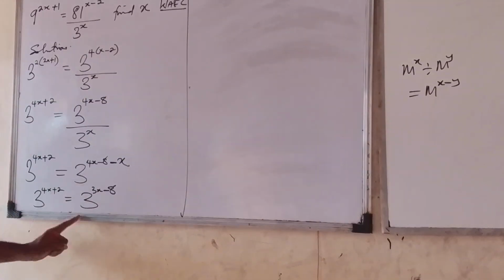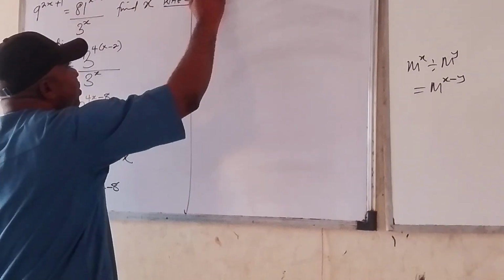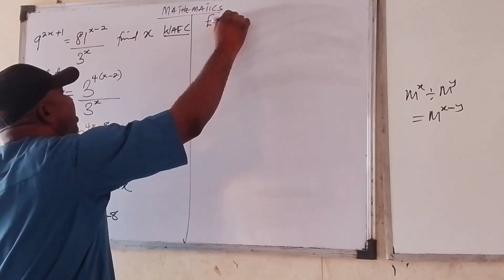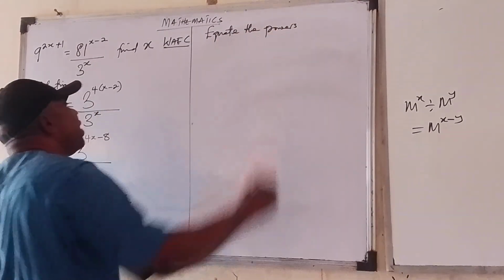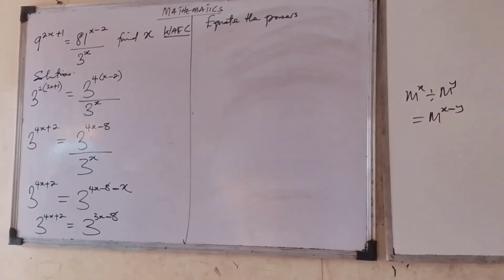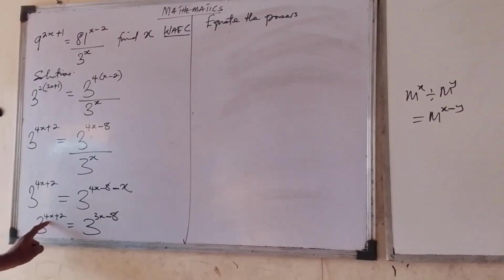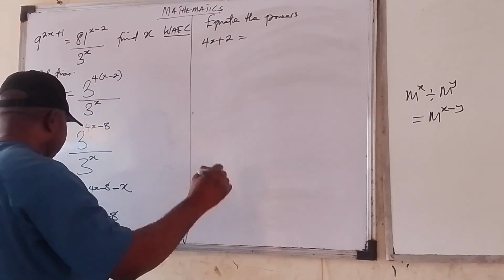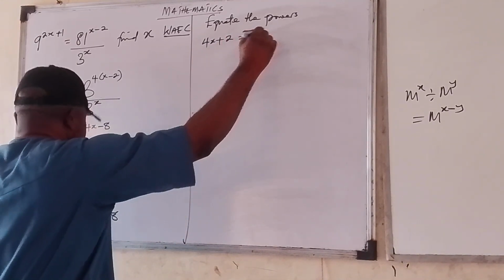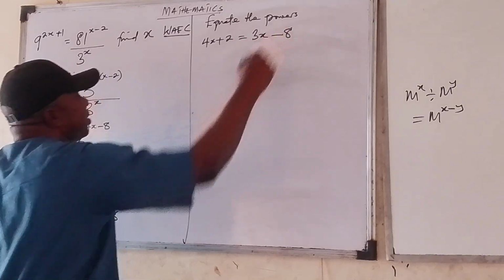Now, since the bases are equal, the next step is to equate the powers, or you can say equate the exponents. When you equate the powers, we have 4x plus 2 is equal to 3x minus 8.